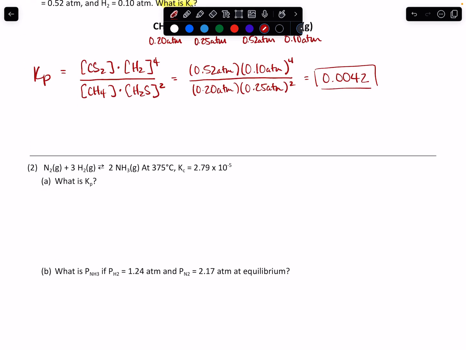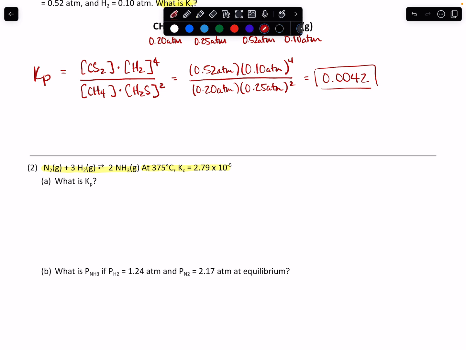Okay, all right, for this problem, we've got a reaction, and we're told at 375 degrees Celsius what the KEQ is for equilibrium, if concentration values are known.